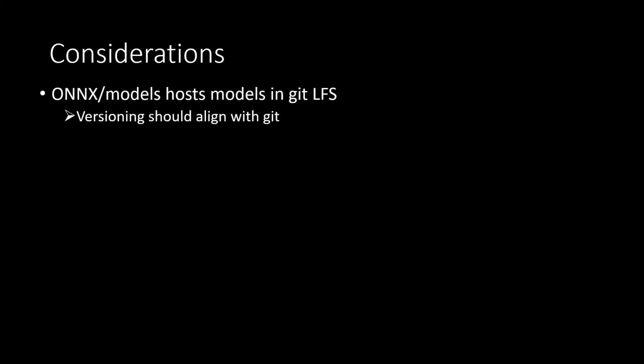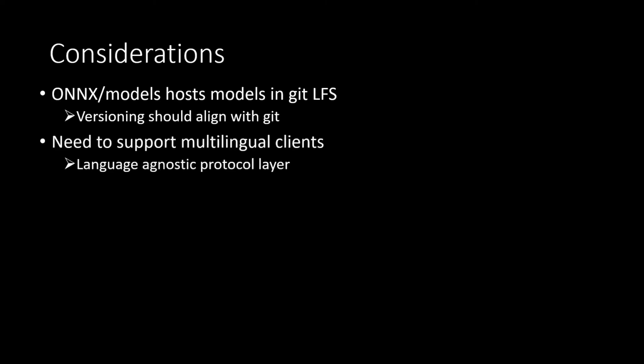There are a few different things we considered when building the ONNX Model Hub. First and foremost, we wanted our versioning scheme to align with the existing versioning scheme that the ONNX/models repository has in Git LFS. We wanted to support multilingual clients because ONNX is not just an ecosystem in Python, but in a variety of different languages.